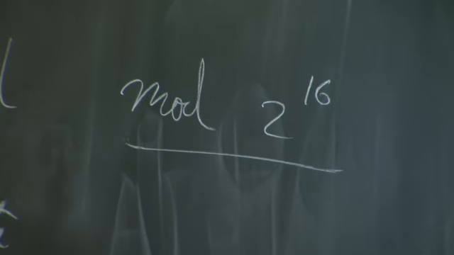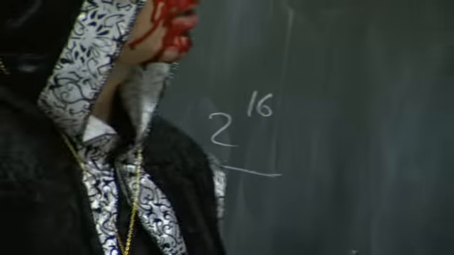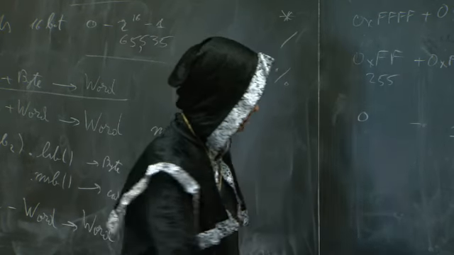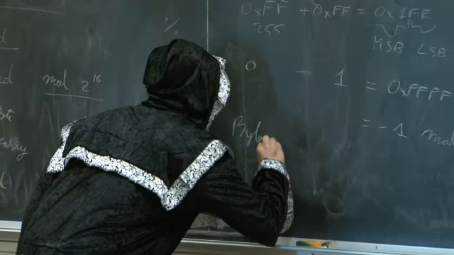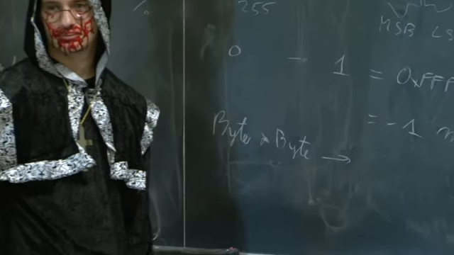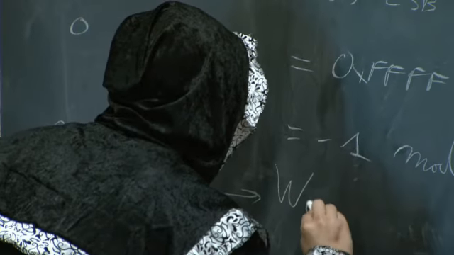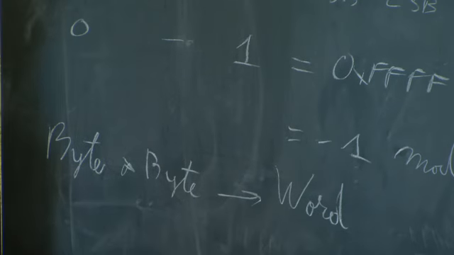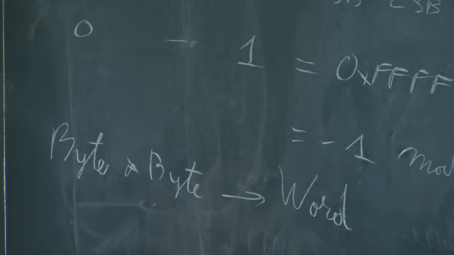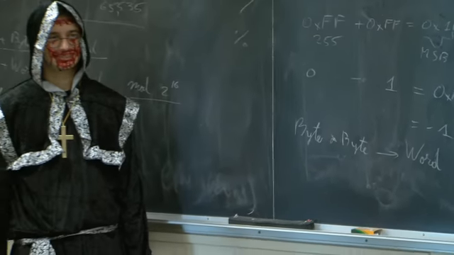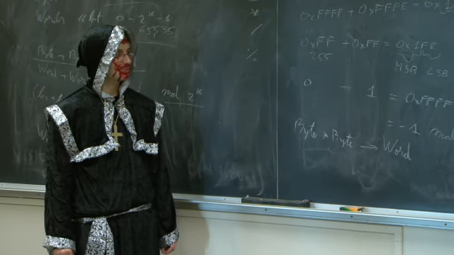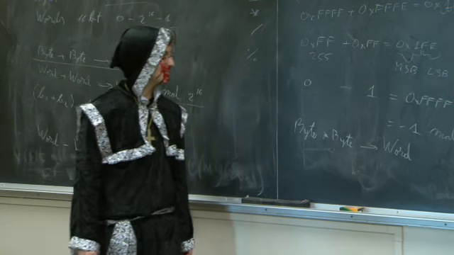OK, so we got addition and subtraction. Let's talk about multiplication. What do you do for multiplication? What can you multiply? 2 bytes. Very good. Just 2 bytes. What do you get? A word. Thank you. So you multiply 2 bytes, you get a word. What if there's overflow? It's a trick question. There's no overflow.